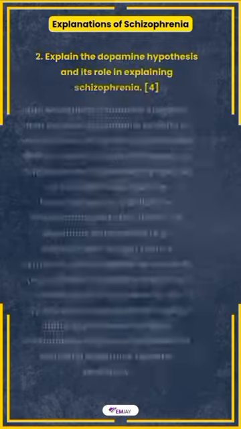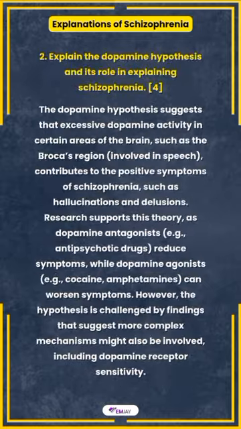2. Explain the dopamine hypothesis and its role in explaining schizophrenia. Marks 4. The dopamine hypothesis suggests that excessive dopamine activity in certain areas of the brain, such as the Broca's region involved in speech, contributes to the positive symptoms of schizophrenia, such as hallucinations and delusions.